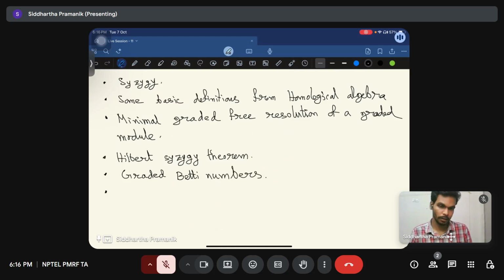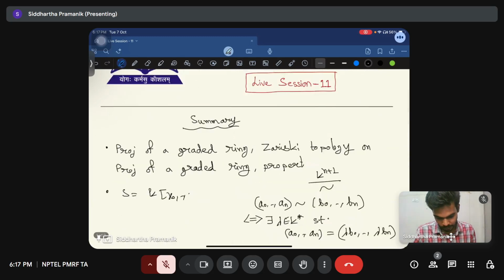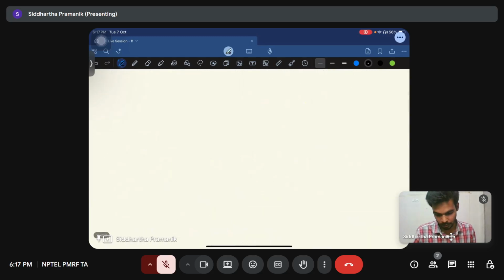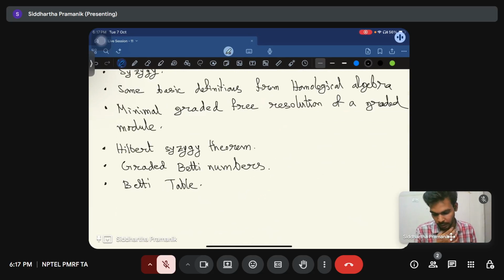And finally, the Betti table of a graded module. And we have also seen how to compute these things in Macaulay2. So these are the rough summary of the topics of week 11.